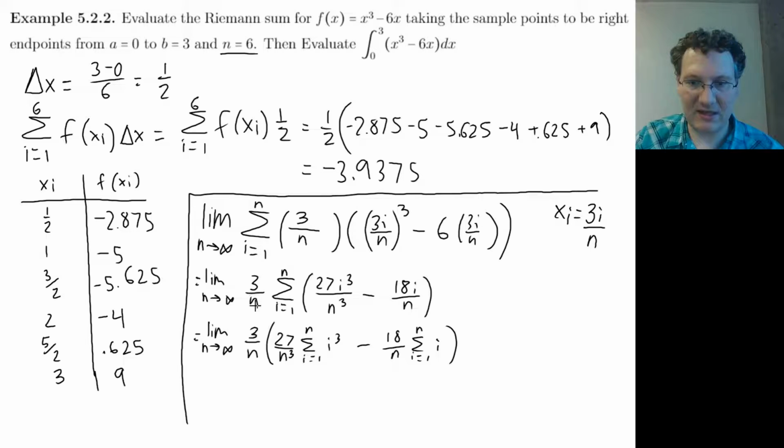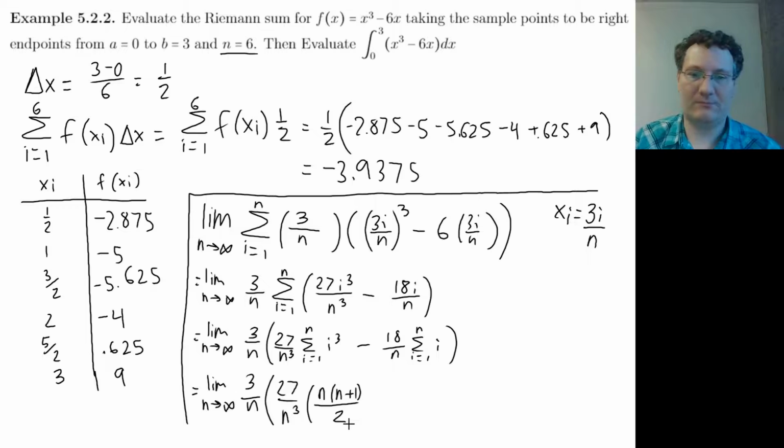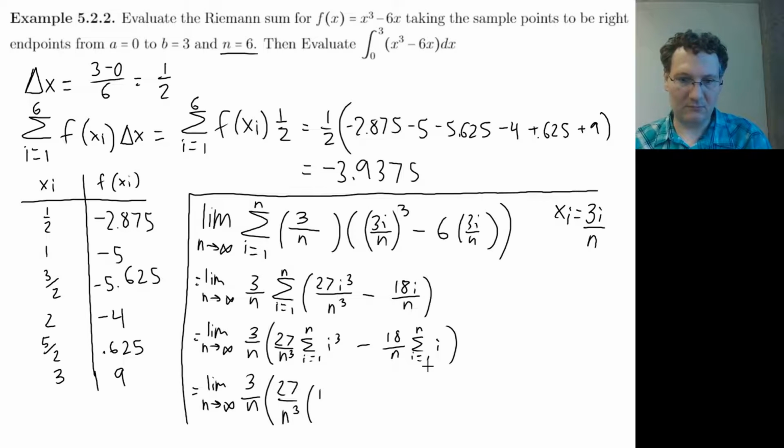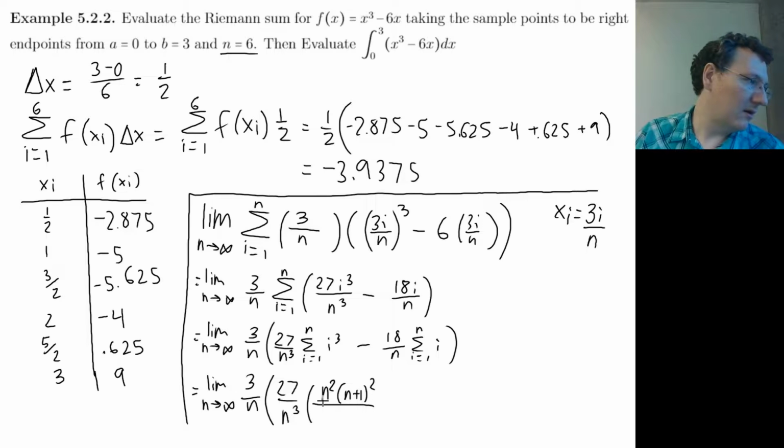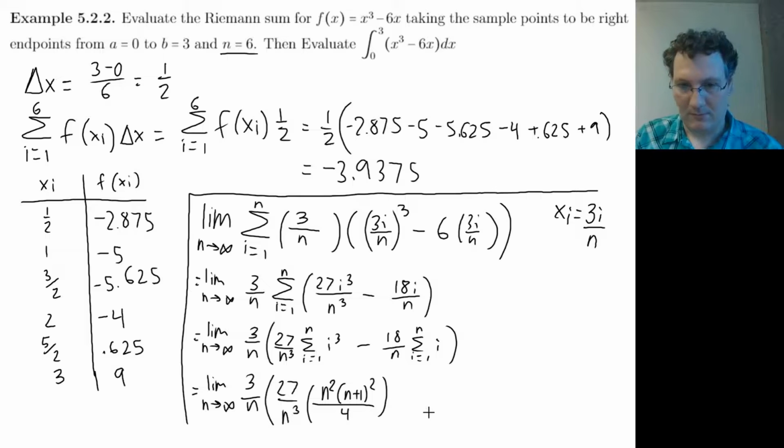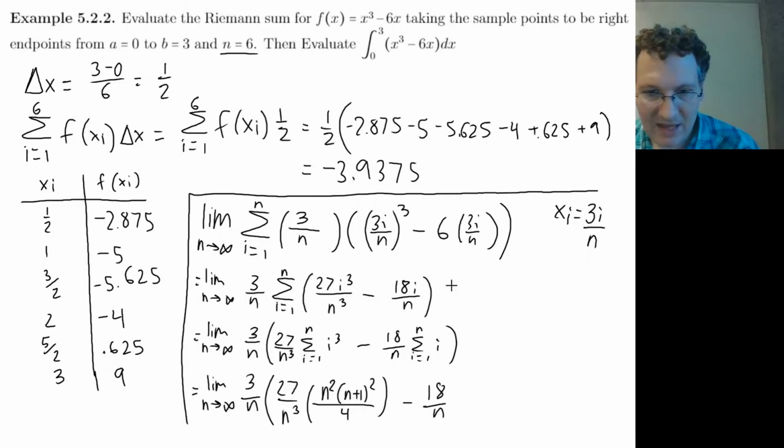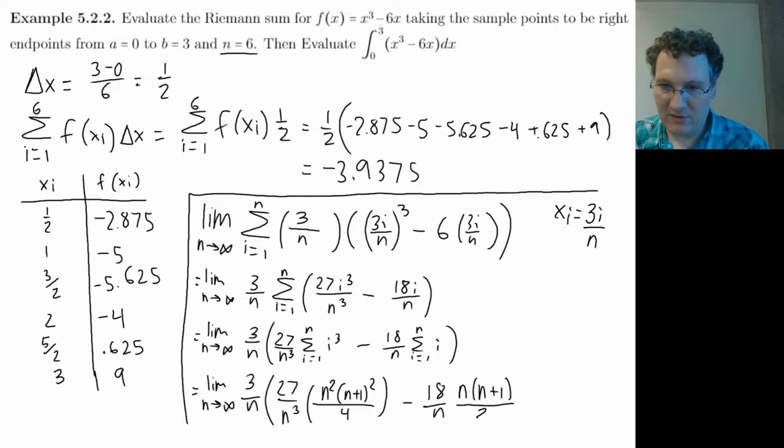Using the formulas that we had just a bit ago, we can write this as the limit as n goes to infinity, 3 over n times, we have 27 over n to the third times n squared times n plus 1 squared over 4, minus we have 18 over n times n times n plus 1 over 2. All right, now let's evaluate this on the next page.